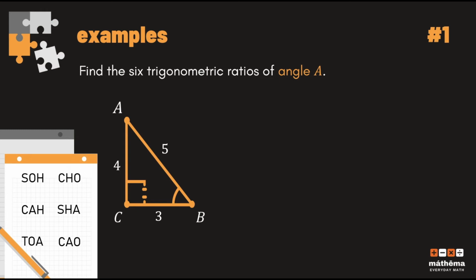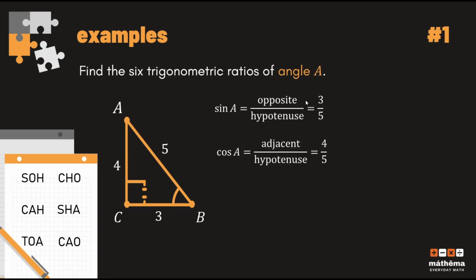For sine of the angle A, we have the opposite over the hypotenuse. Now the opposite side of angle A is 3. The hypotenuse is 5. Therefore, we have 3 over 5. Cosine of angle A, we have the adjacent side and the hypotenuse side. Adjacent is 4. Hypotenuse is 5. So we have 4 over 5.